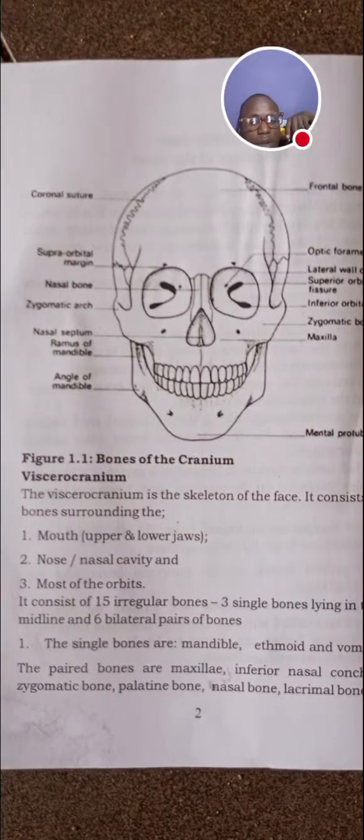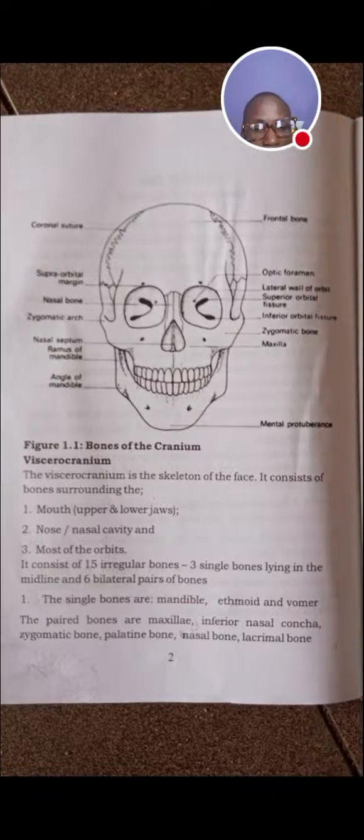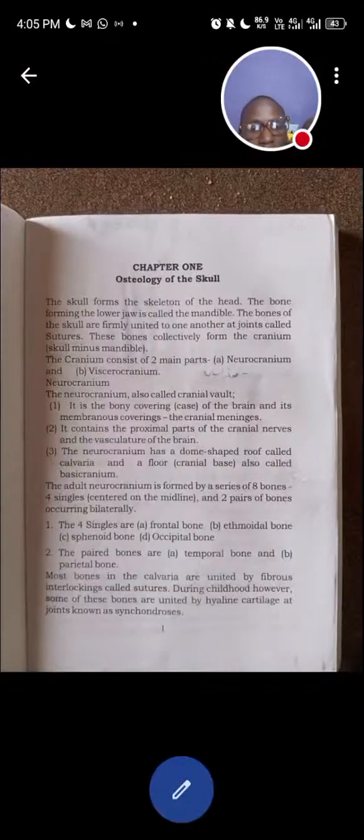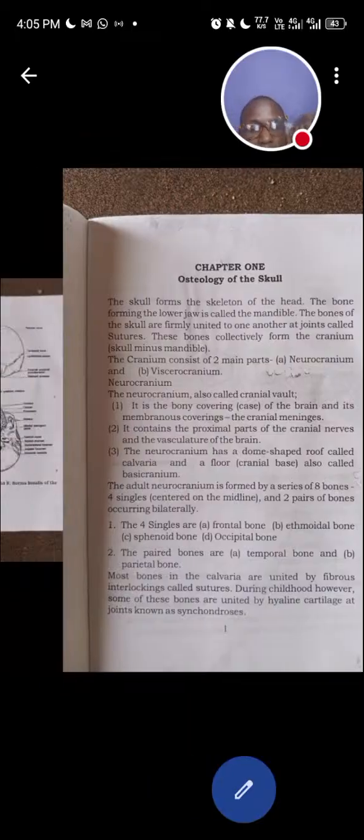Do you follow? The single bones are mandible, ethmoid, and vomer. So take note. Now let's get back to the bones here. Four single bones: frontal bone, ethmoidal bone, sphenoid bone, occipital bone. Okay, so now we are here.